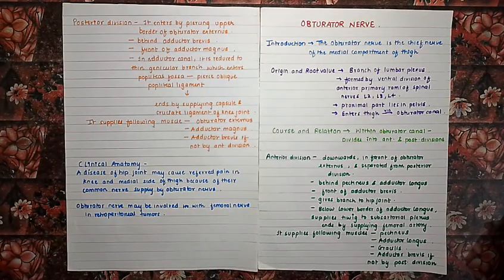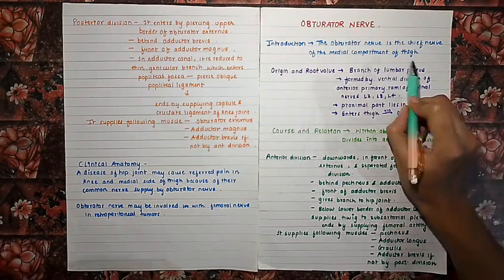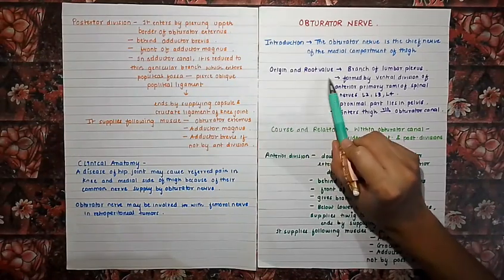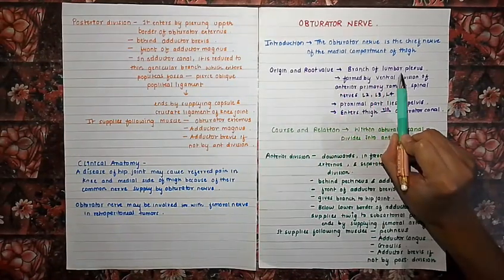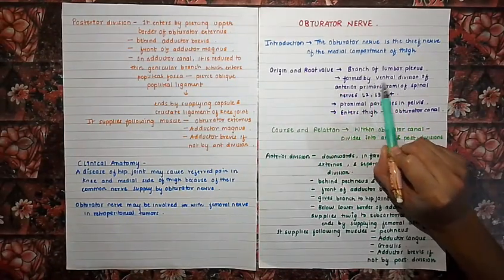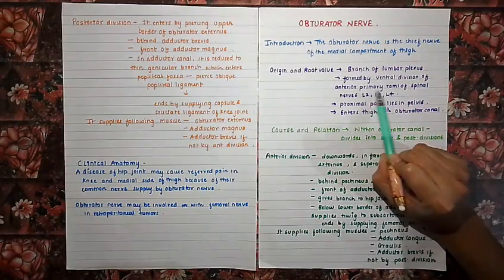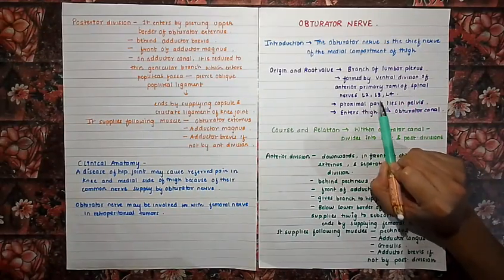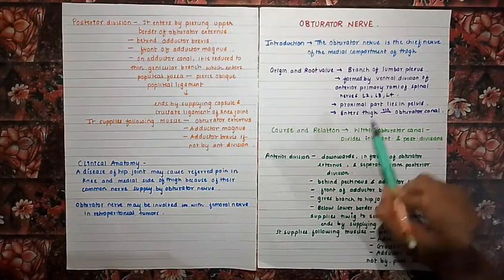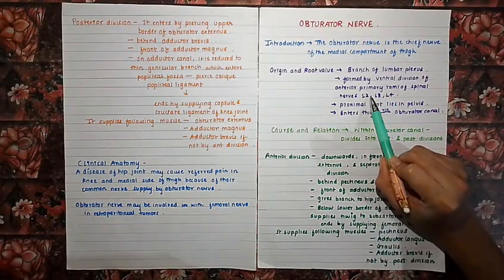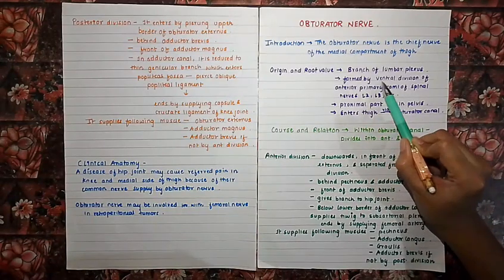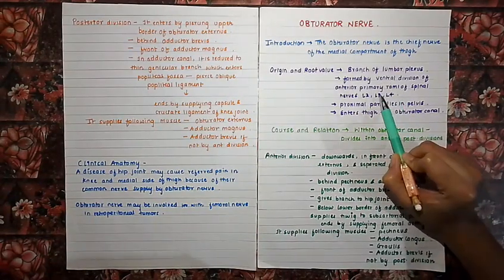Obturator nerve, it is the chief nerve of the medial compartment of the thigh. So it is a chief nerve of medial compartment of thigh. Origin and root value, it is a branch of lumbar plexus. It is formed by ventral division of anterior primary rami of spinal nerves L2, L3 and L4. So the dorsal division of anterior primary rami is formed by femoral nerve. The ventral division is formed by obturator nerve.